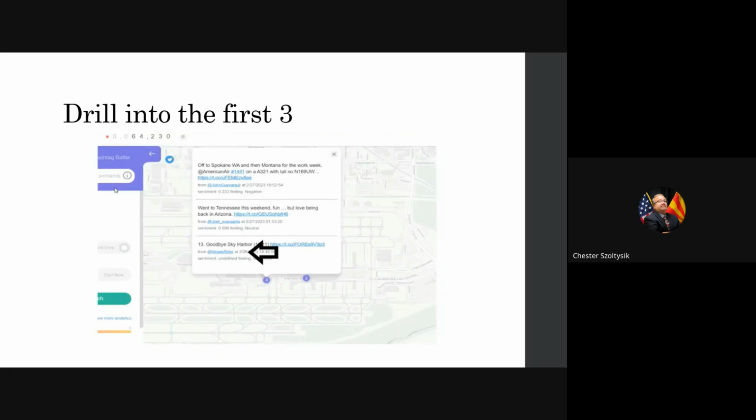I've got someone talking about just getting back to Arizona from Tennessee. They were out in Tennessee. And then the last person on the list is the person that I've chosen to pick on. And he's saying goodbye to Sky Harbor Airport. His X handle is Vegas Rebs. So keep that in mind. Vegas Rebs, Sky Harbor Airport. All he's doing is sending out a tweet.